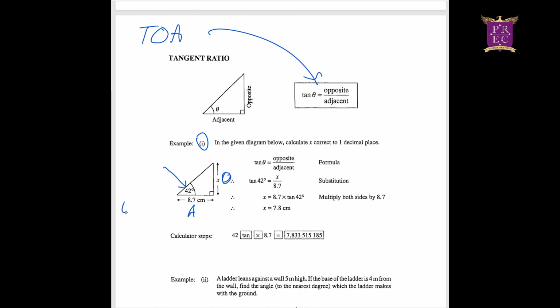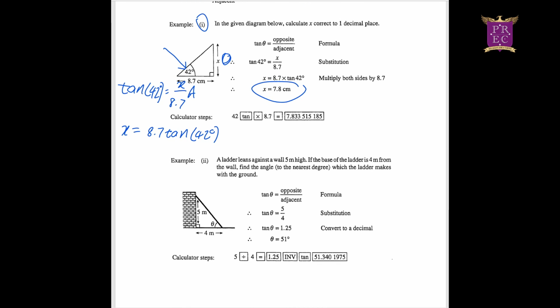So we have tan 42 degrees is equal to opposite over adjacent, x over 8.7. Make x the subject. x is equal to 8.7 tan 42 degrees. Put this in the calculator and see what you get. Okay, you should get something like 7.8 centimeters. Oh, this is a good one.